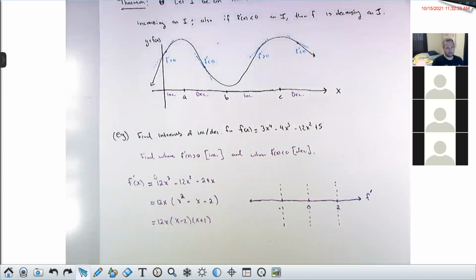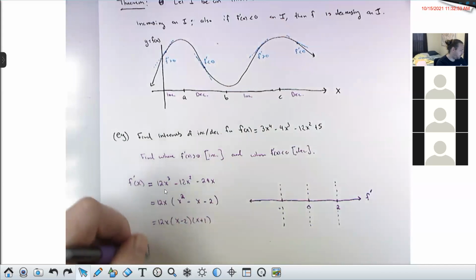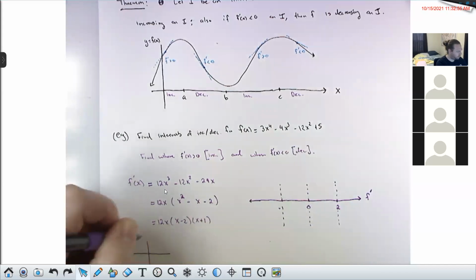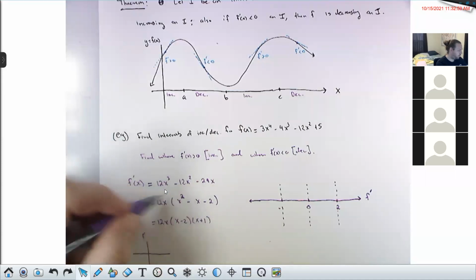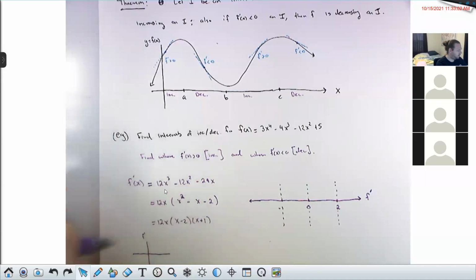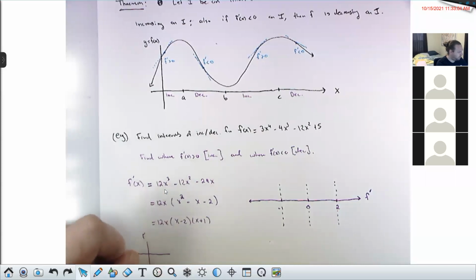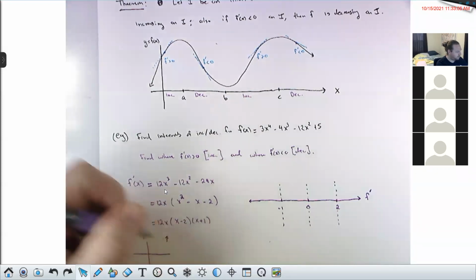So the end behavior for the polynomial 12x cubed minus 12x squared minus 24x comes from the lead term here. This is a degree 3 term, which is odd, and it has a positive lead coefficient. I'm not going to sketch the whole graph of f prime. Well, actually, maybe we will. F prime here, that term having odd degree and positive lead coefficient means that the end behavior is like this.